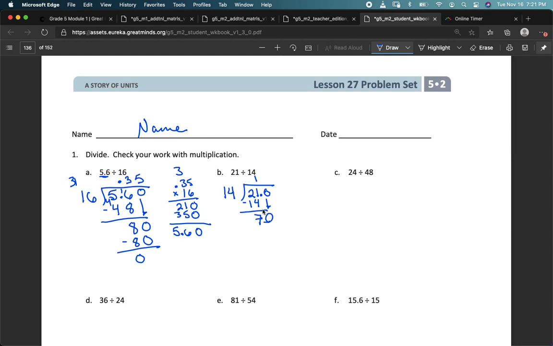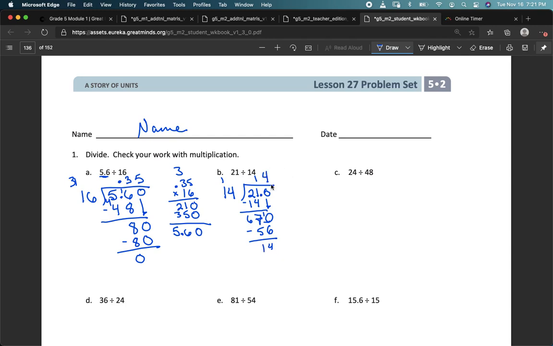and bring down that 0. Okay. And 14 will go into 70. How many times do you think? I'm going to say 4 times. 4 times 4 is 16, carry the 1. 4 times 1 is 4, plus 1 is 5. Oh, look at that. It could have gone another time because this is turning out to be 14, which is the same as the remainder.